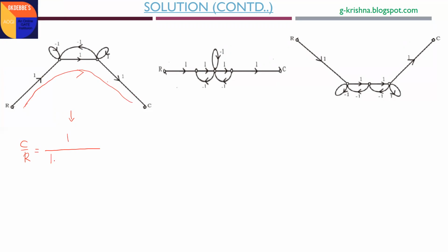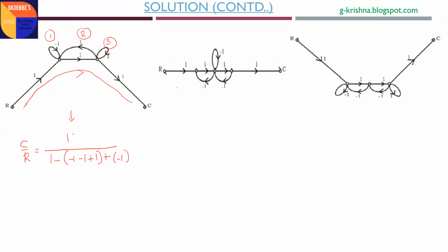What is delta? 1 minus the sum of loop gains. How many loop gains do we have in this SFG? This is one loop gain, which is minus 1. This is a second loop gain, which is also minus 1. This is again a self loop gain, which is plus 1. So totally 3 loop gains are there: minus 1, minus 1, and plus 1. Out of these 3 loop gains, how many 2 non-touching loops can you form? Loops 1 and 2 touch, 1 and 3 do not touch, 2 and 3 again touch. Only for one pair, loops 1 and 3 are not touched. The 2 non-touching loop gain is minus 1 into plus 1, which is minus 1.